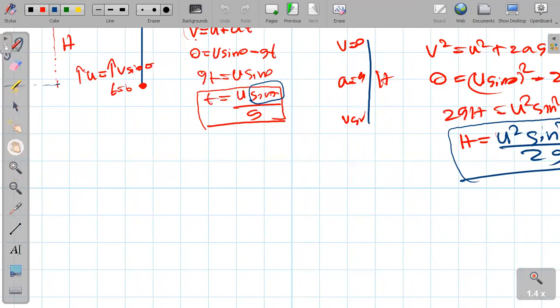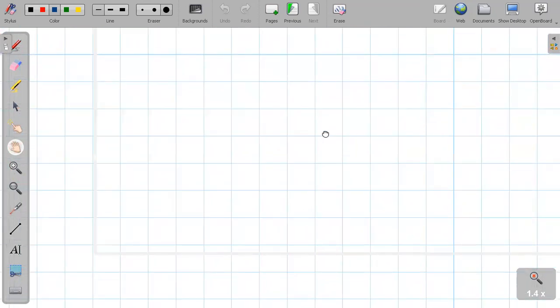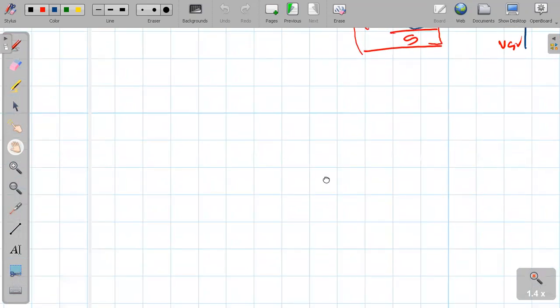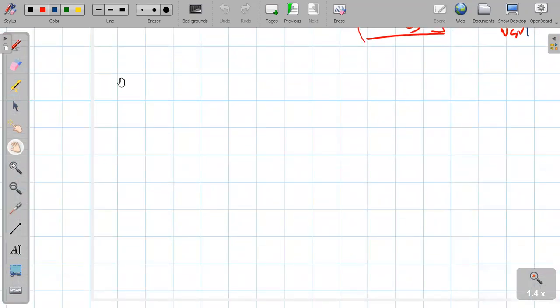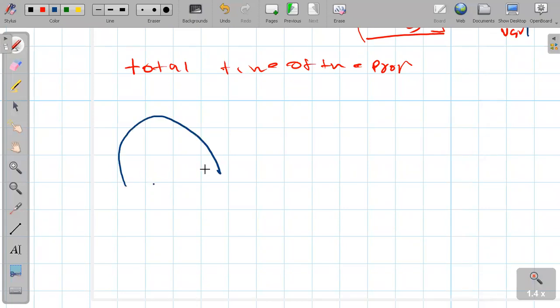Next, the total time of the projectile. What about this? It travels like this.